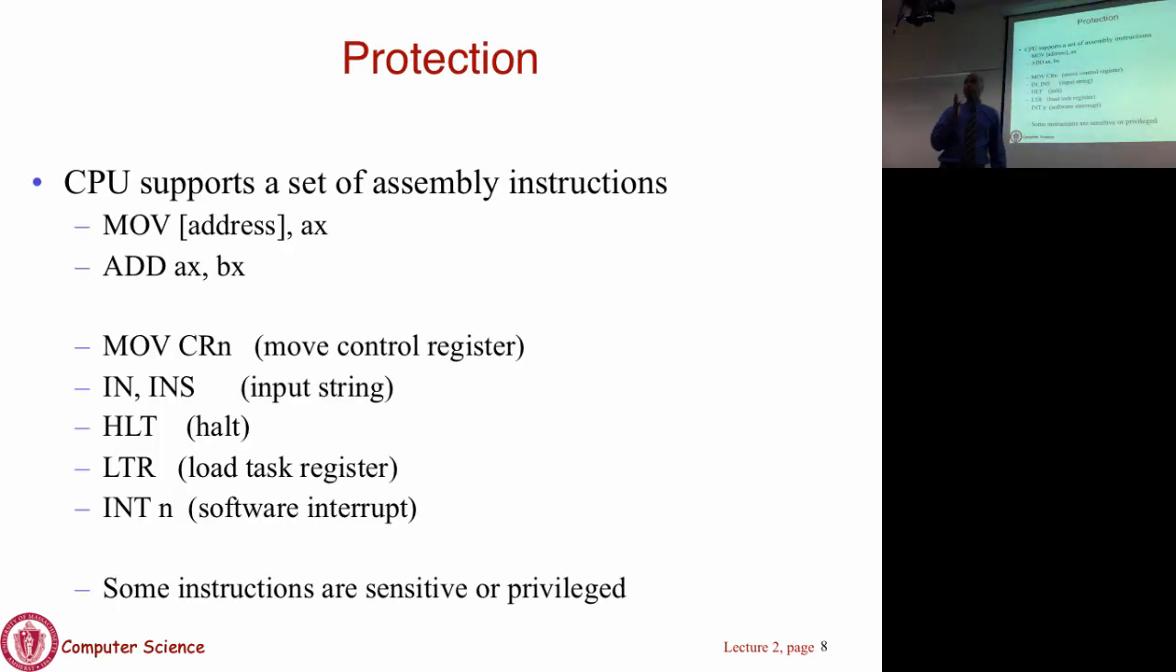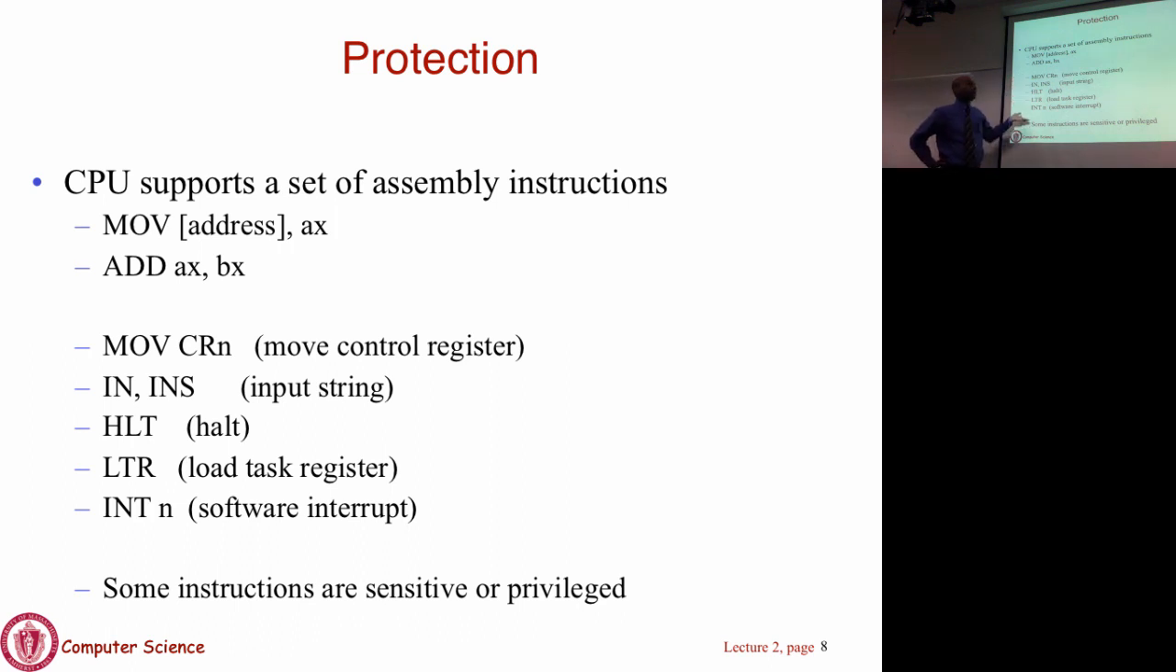So before I talk about protection, I'm going to mention something about the instruction set. Okay, you know that the CPU, any CPU, has a set of instructions it can execute. Those are the assembly instructions. Okay, that's the language that the CPU will speak. Okay, these are some examples of assembly instructions. Okay, that's a move instruction that moves some data from a memory address into a register. Okay. This is an add instruction that adds the value that is stored in this register to the second register.